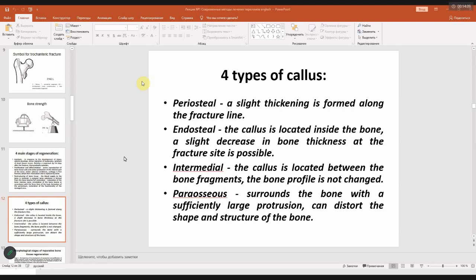Paraosteal: the callus surrounds the bone. With a sufficiently large protrusion, it can distort the shape and structure of the bone.